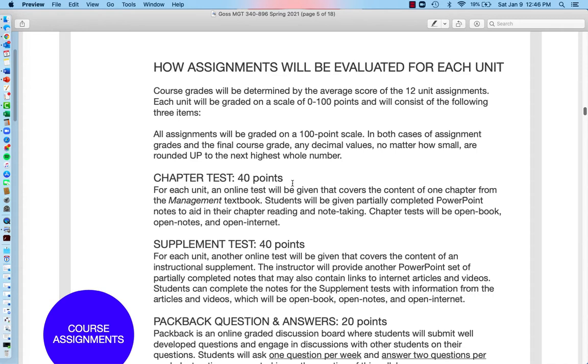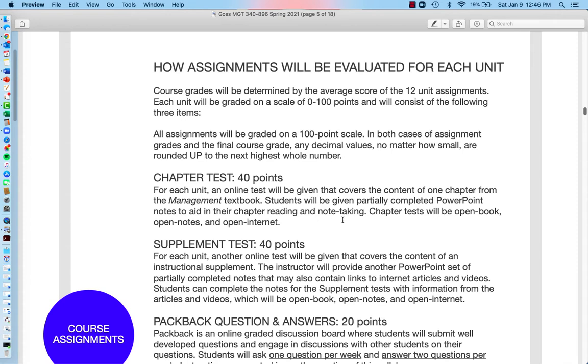Chapter tests will be worth 40 points of the 100. Supplement tests will be worth 40 points of the 100. And then the pack-back questions and answers will be worth 20 points of the 100. For each unit, you have 3 things to do: chapter test, supplement test, pack-back question and answers. Now, here's how this will go.